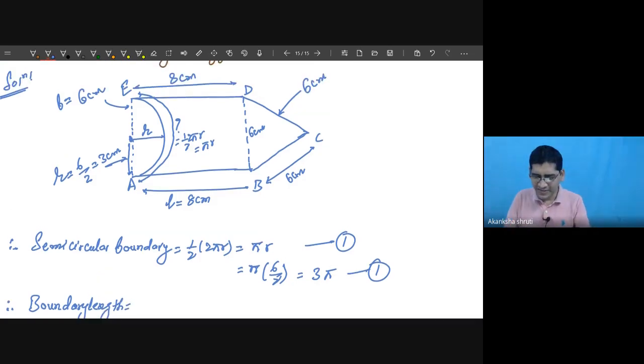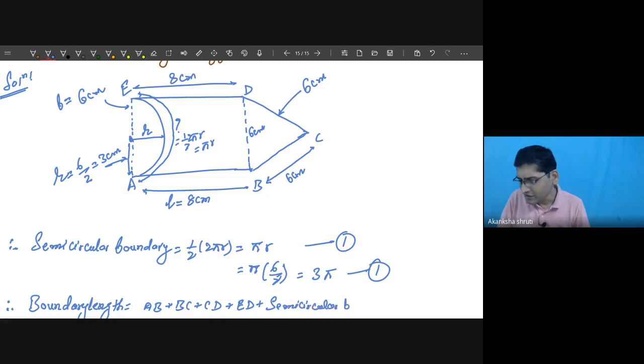Boundary length is equal to, you may start from any of the parts. You may first write AB plus BC plus CD plus DE plus EA. But this EA is not the diameter, but the semicircular boundary. So write here the semicircular boundary. Write this way only. It is enough. This is the most convenient way of writing.